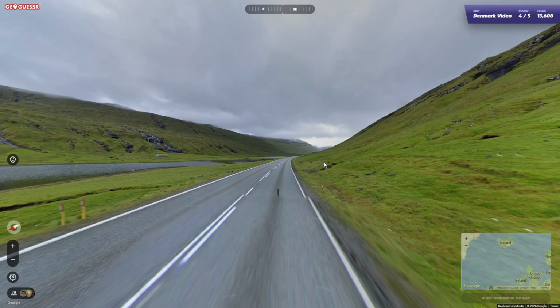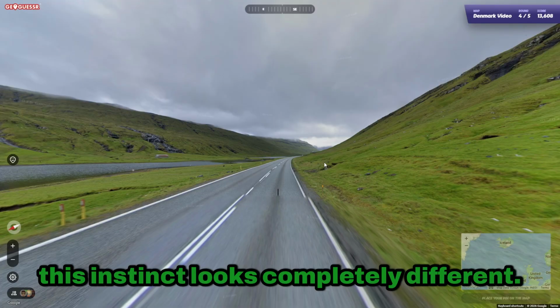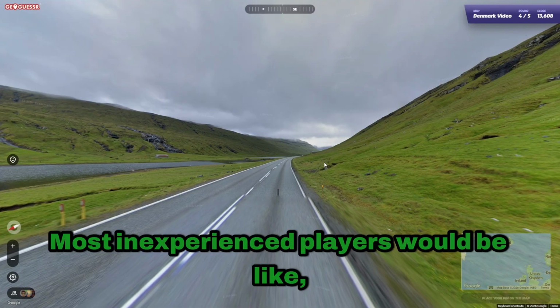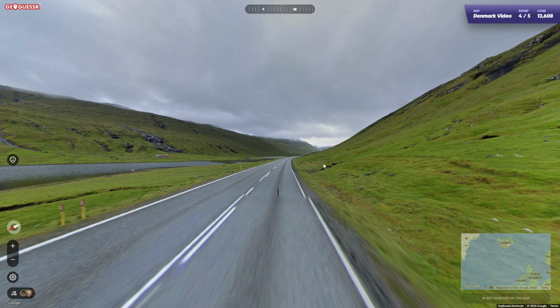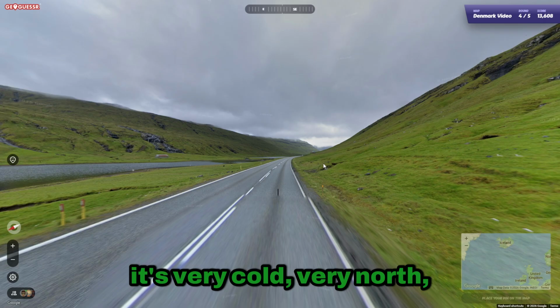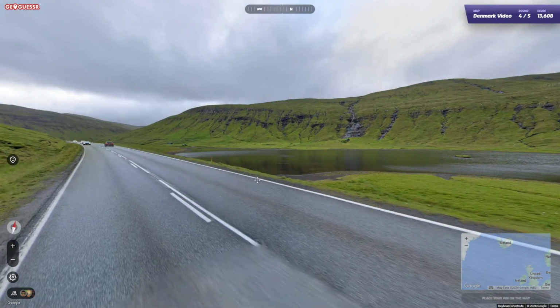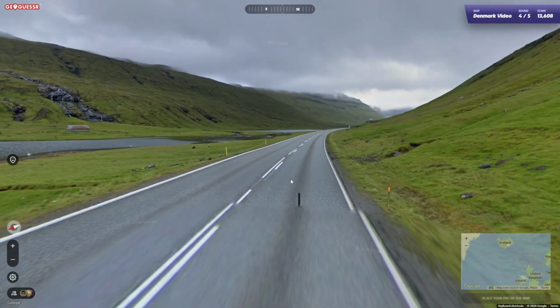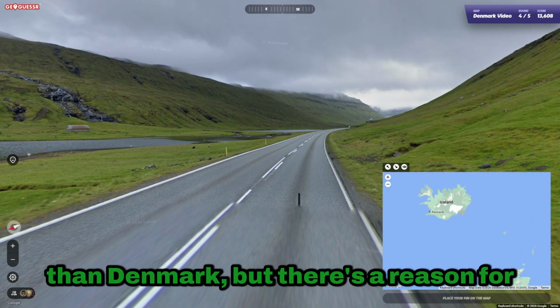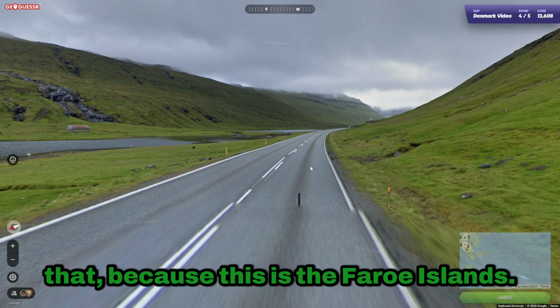Okay, so this instantly looks completely different. Most inexperienced players would be like, okay, this is maybe like Norway, or it's very cold, very north. That's about it. Which you're right. This isn't mainland Denmark, and if anything, it looks more like Iceland than Denmark. But there's a reason for that, because this is the Faroe Islands.